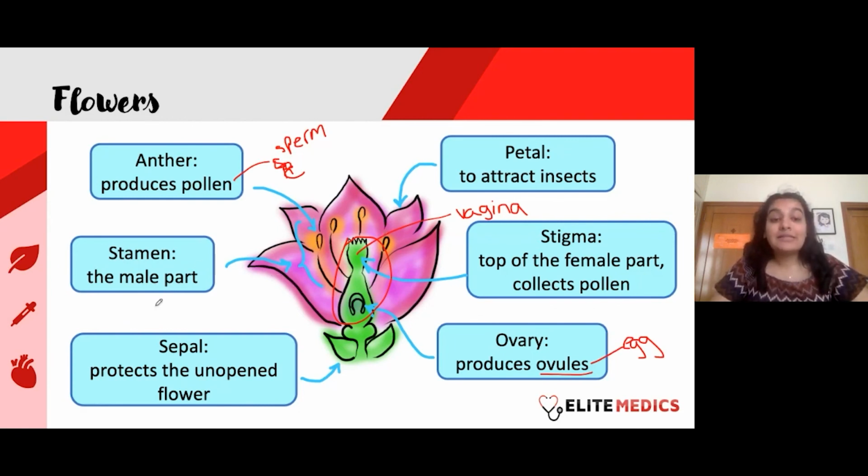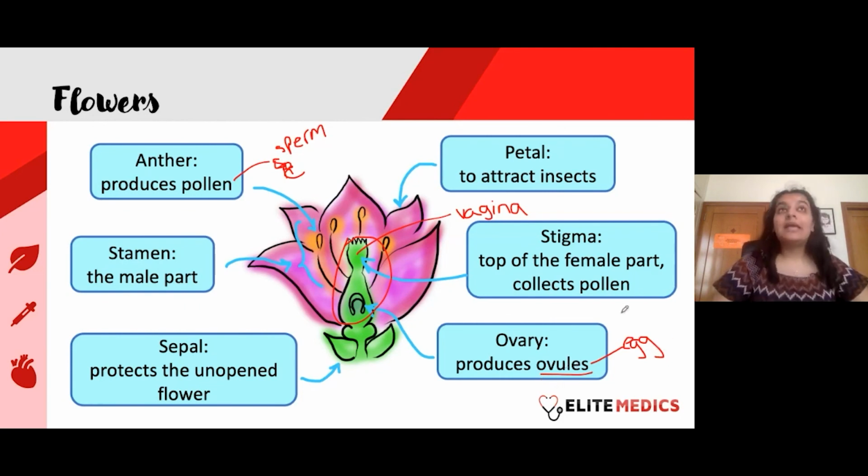So we know that the male part of the plant has the anther where the pollen is produced, and the pollen is kind of like the sperm. And for the female part of the plant, we've got the stigma, which is kind of like the vagina. It's the top part of the female part of the plant, and it collects the pollen. Underneath it, we've got the ovary where we have the ovule, and the ovule is kind of like the egg cell of the plant.